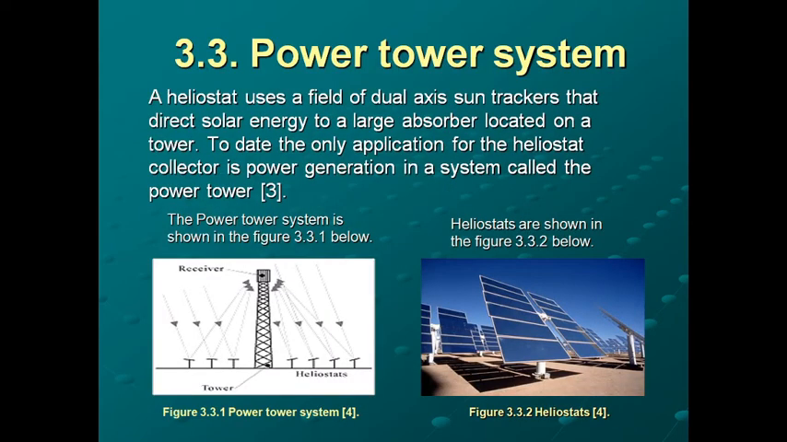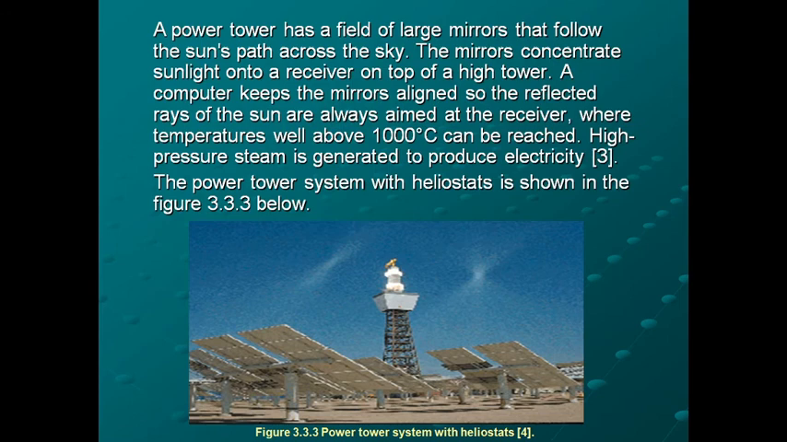So this is the power tower system. We can see the block diagram or the image of the power tower system in the down left, and in the down right we can see the heliostats used in the figure. What is a heliostat? Heliostats are used as a field of dual axis sun trackers that direct solar energy to a large absorber located on a tower during the daytime. The only application for the heliostat collector is power generation in a system called the power tower, as shown in figure 3. So these are the major power tower systems with heliostats.